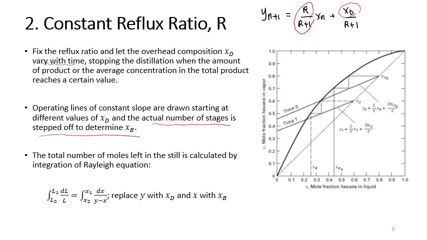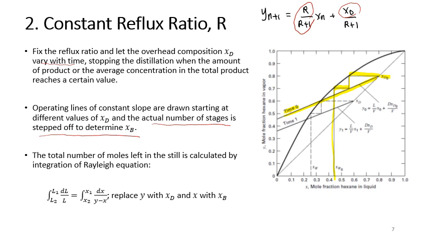So in this case, let's say at time equals 0, I'm sorry, I'm still getting used to this. At time equals 0, you start with xD0, the initial xD, and let's say you have only 2 stages, and given the value of R, so you have the constant, this is your given gradient. So you step off the stages 1, 2, and then you get this xW or xB at time equals 0, i.e. the first one that you got.